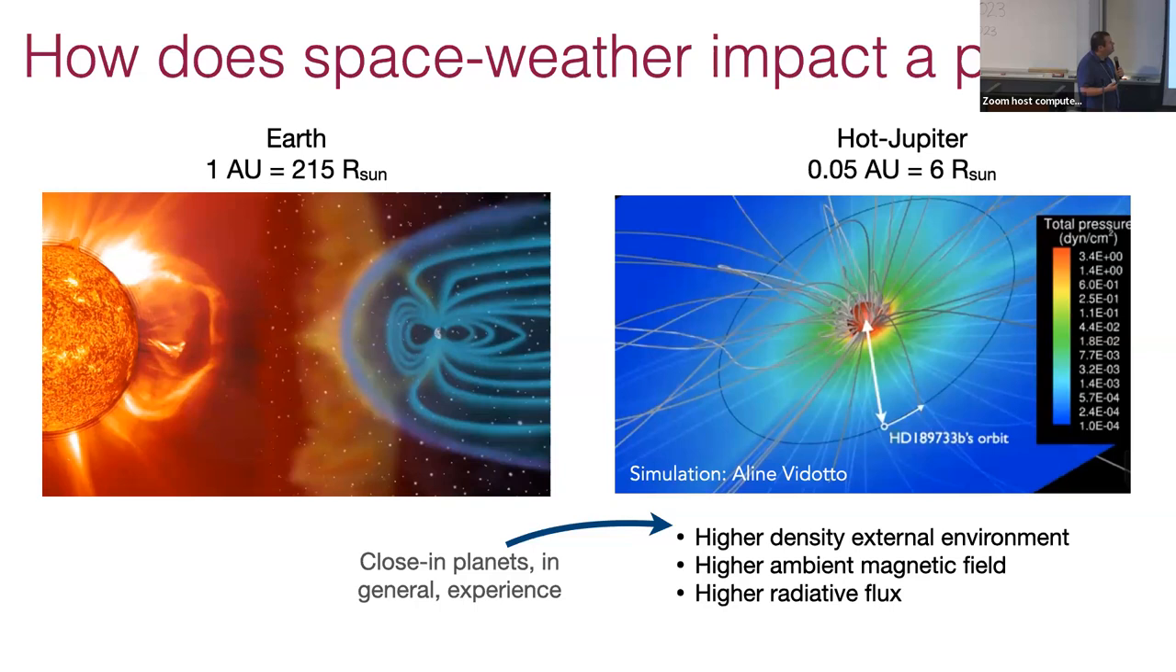And here's a simulation of HD189733B by my colleague Alini Vidotto, where she looked at the space weather environment of this hot Jupiter. And essentially what we find is that these close-in planets experience in general a much harsher environment. The density of the stellar wind is much higher. The ambient magnetic field that these planets are being bathed in is much higher. And they just receive a higher radiative flux. And so all of this kind of sums together to show that the space weather environment is much harsher for these close-in planets.